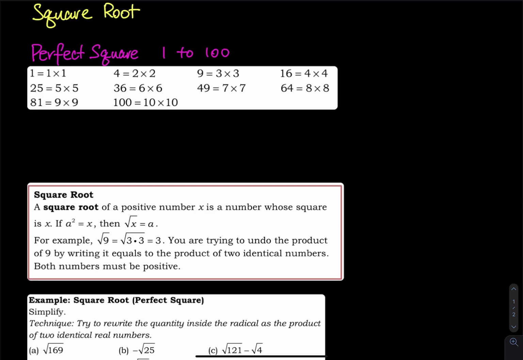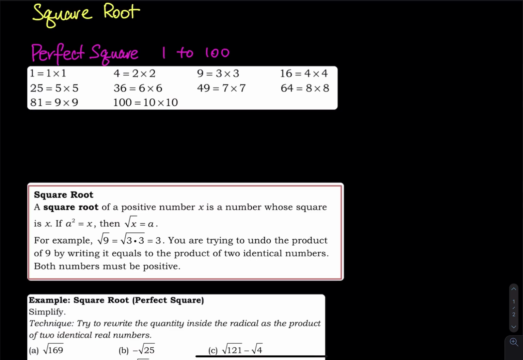4 is a perfect square because 4 can be written as a product of two equal quantities, 2 times 2. 9 is a perfect square because 9 can be written as a product of two identical values. 16 is a perfect square because 16 can be written as a product of two identical numbers. 25 is 5 times 5, 36 is 6 times 6, and so on and so forth. So these are the perfect squares from 1 to 100.